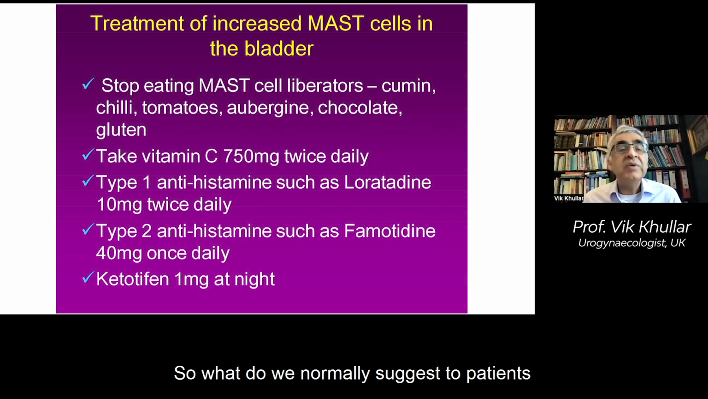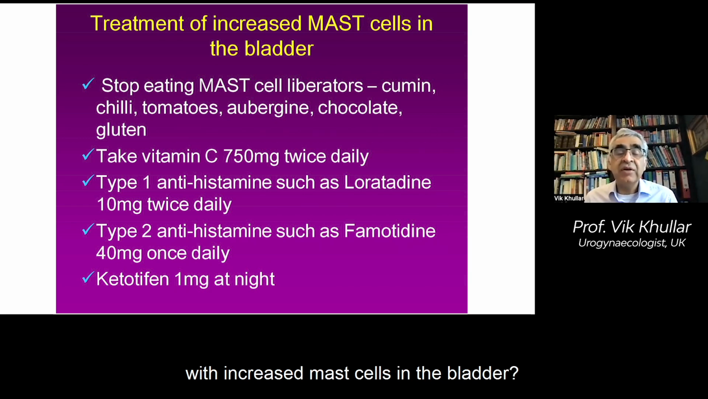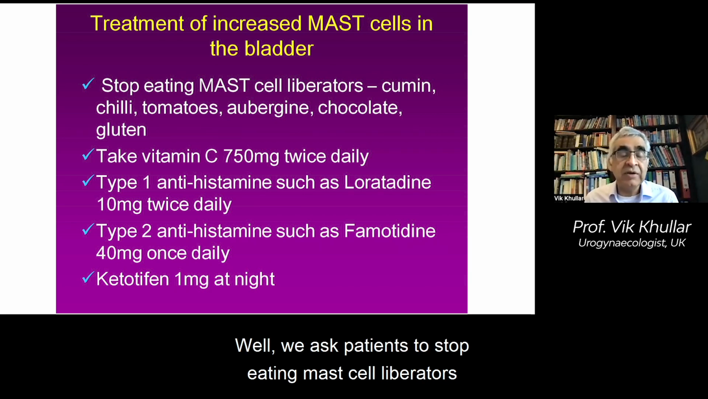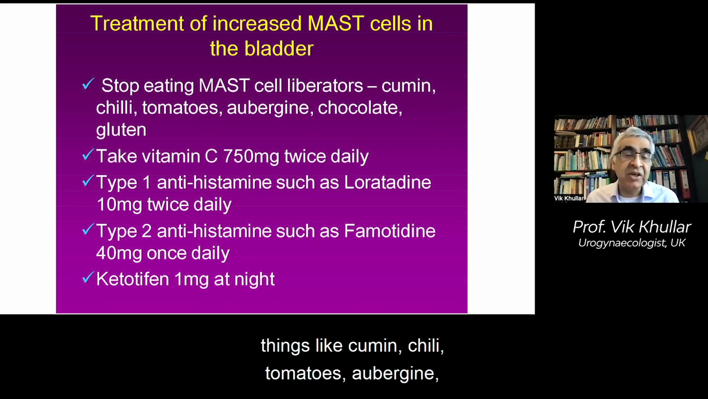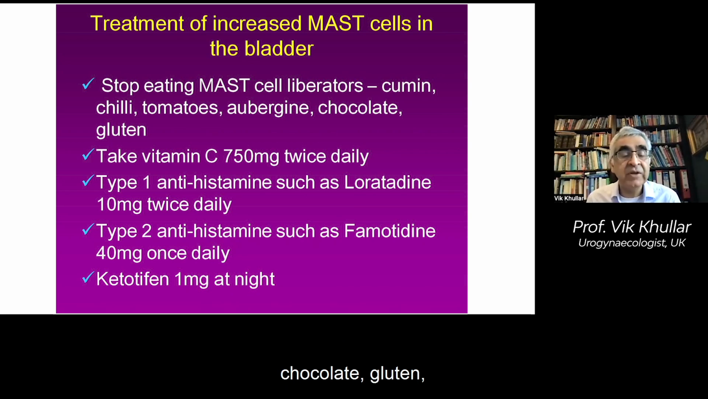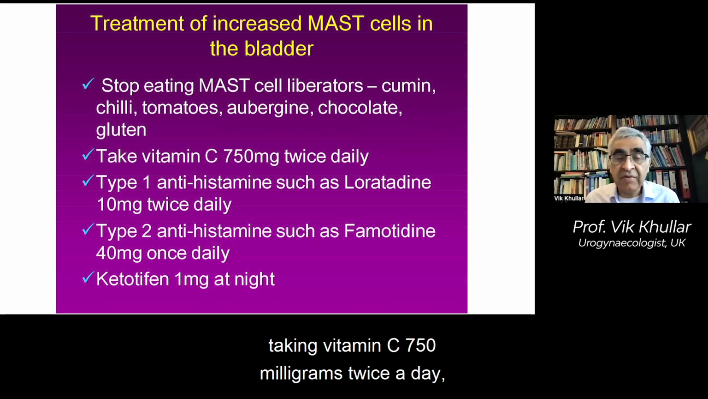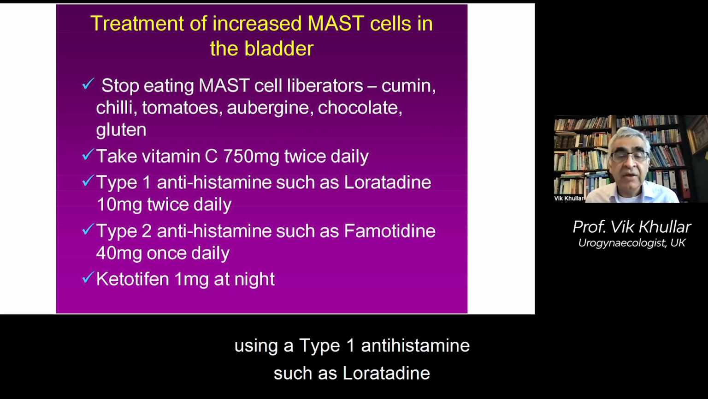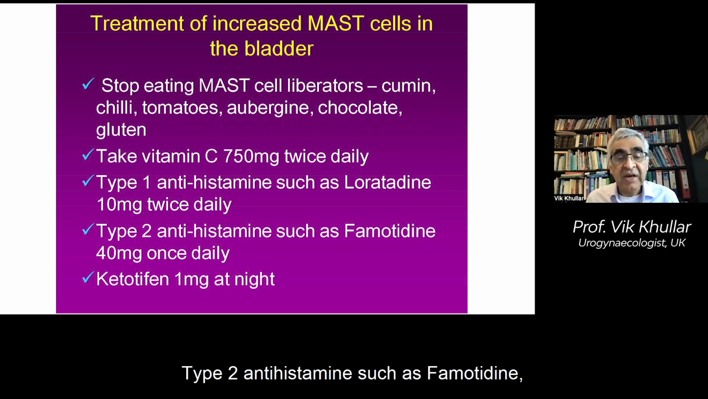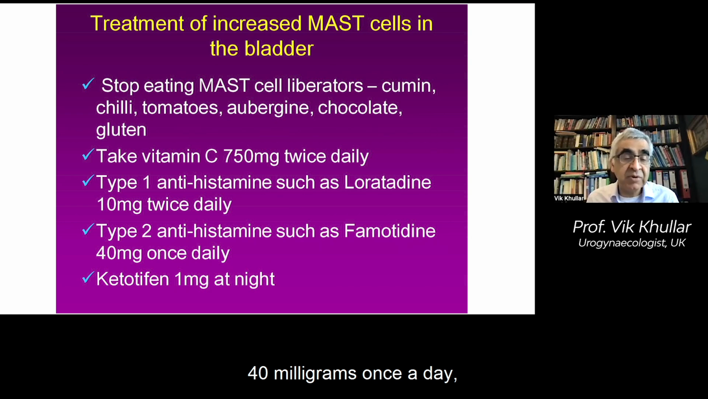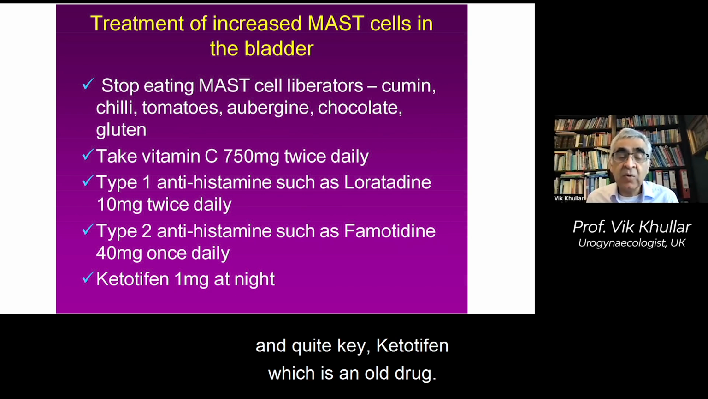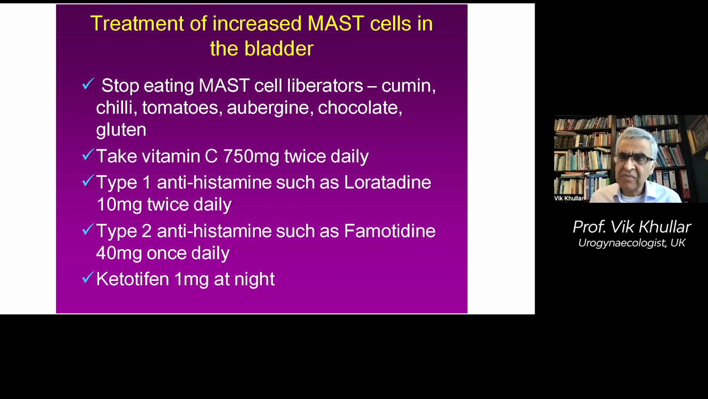So what do we normally suggest to patients with increased mast cells in the bladder? Well, we ask patients to stop eating mast cell liberators, so things like cumin, chili, tomatoes, aubergine, chocolate, gluten, taking vitamin C, 750 milligrams twice a day, using a type 1 antihistamine such as loratadine, 10 milligrams twice daily, a type 2 antihistamine such as famotidine, 40 milligrams once a day, and quite key, ketotifen, which is an old drug.